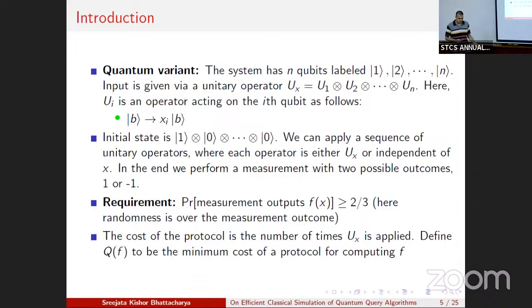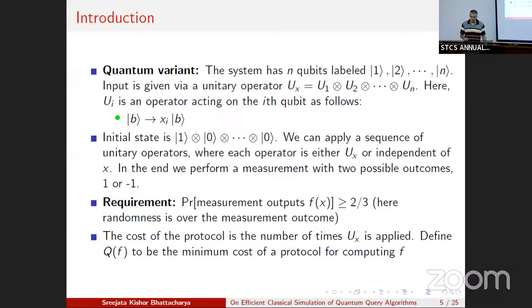And the requirement is that after all these operations, we perform a measurement with 2 possible outputs, let's say +1 and -1. And the requirement is that for every input in S, that is the set over which f is defined, the probability that the measurement outputs f of x is at least some constant, say 2/3. And here notice that the only randomness is from our quantum measurement. There is no other randomness. So the cost of the protocol is the number of times we apply this operator U_x.